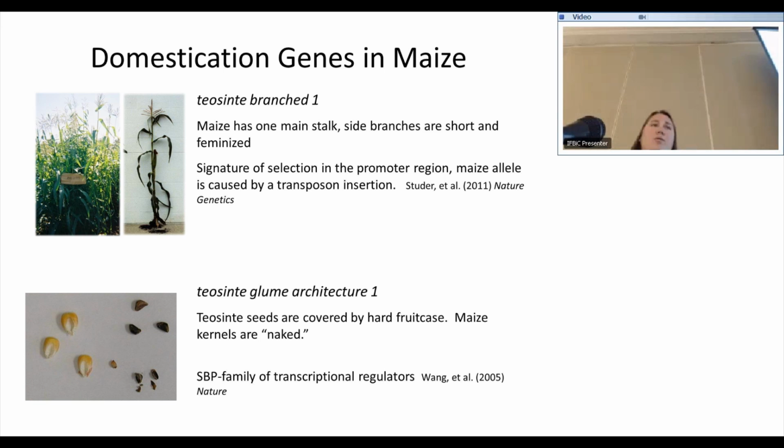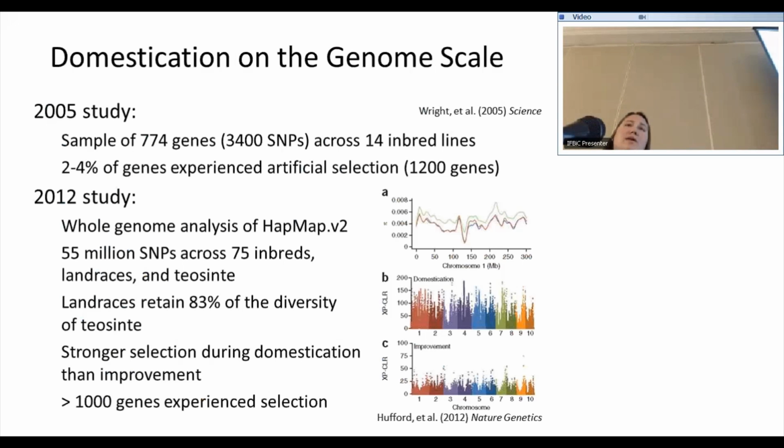So now that we have genomics as a tool, we have moved from studying one gene at a time to looking at the whole genome. Back in 2005, there was a study where they sampled 700 or so genes across 14 inbred lines. And by doing a number of different statistical analyses, they found that 2 to 4% of the genes in maize were selected during domestication or plant breeding.